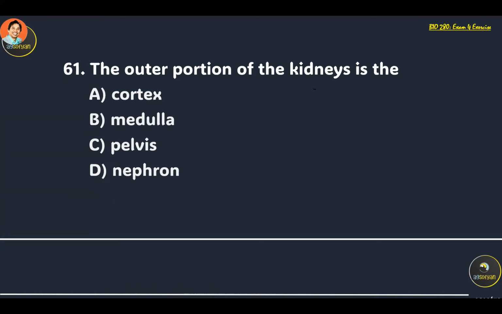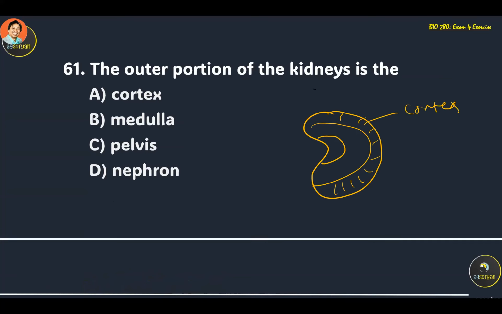Or make smaller. The outer portion of the kidney is the A, B, C, or D. So if we have kidney look like this, okay, then we have 3 main layers. The outer part over here is called cortex. Okay? Sometimes it's called a renal cortex. Renal means kidney. The middle part is called medulla, okay? Or renal medulla. The last one is called the pelvis or renal pelvis. So this outer will be the cortex.